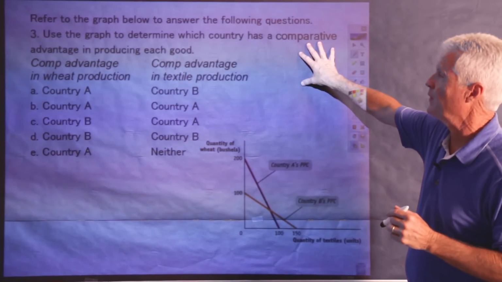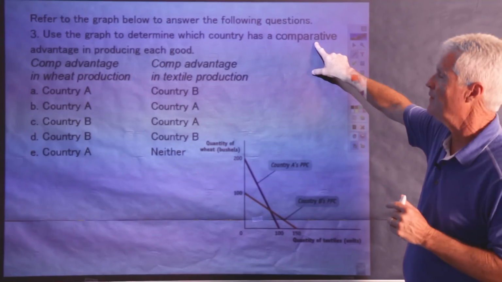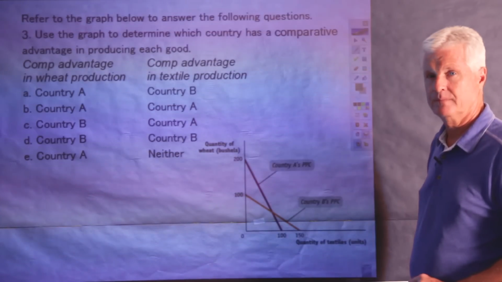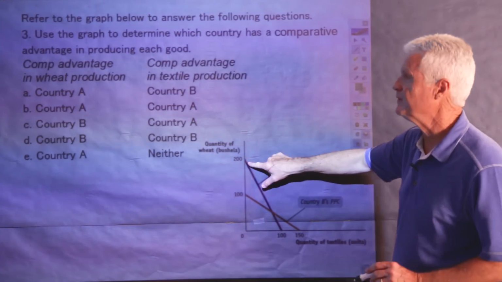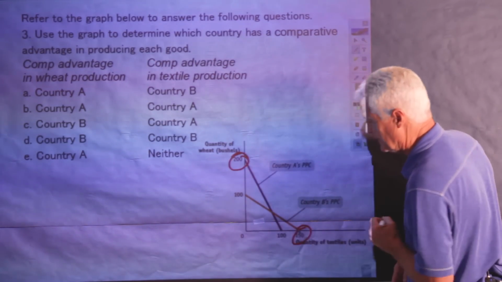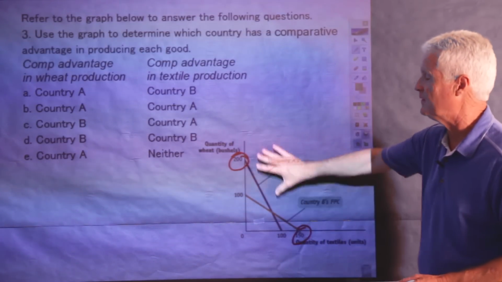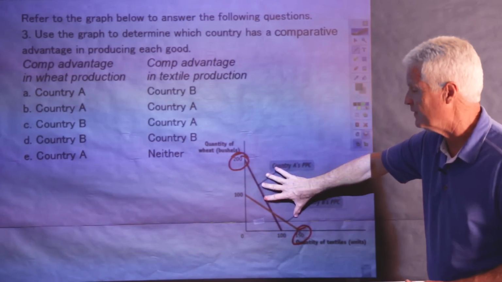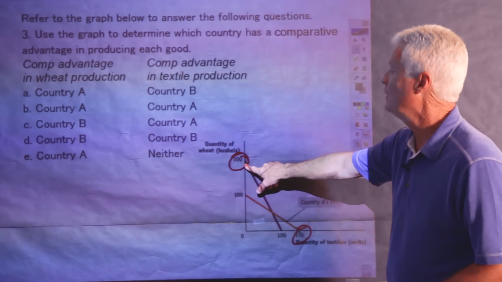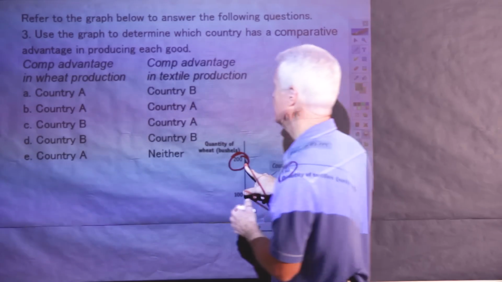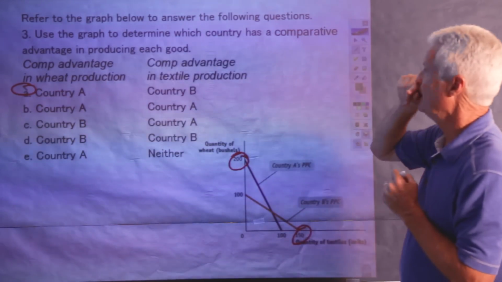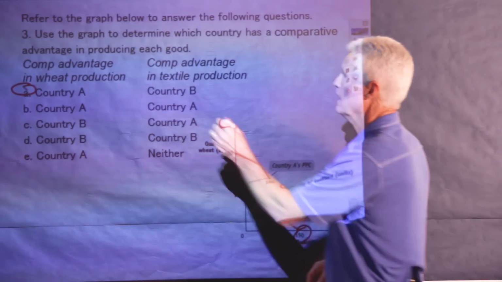Continue on. Question number 3. Determine which country has a comparative advantage in producing each good. Pause the video. Okay, this one's actually super easy because here you can see the graph. Would you rather have 200 and 150, or would you rather have 100 and 100? Well, in this case, it's really simple. It's not always, usually it's not this way. So it's going to be country A is going to produce wheat. So that's country A, which means country B has to produce textiles. So the answer is A, right? Yep, that's it. Okay, 2 more questions to go.